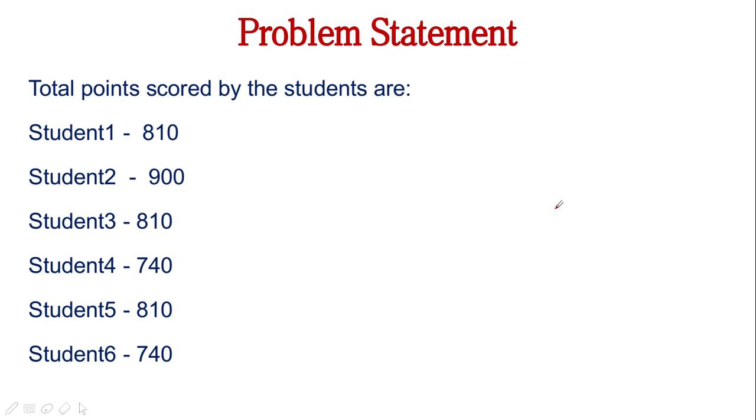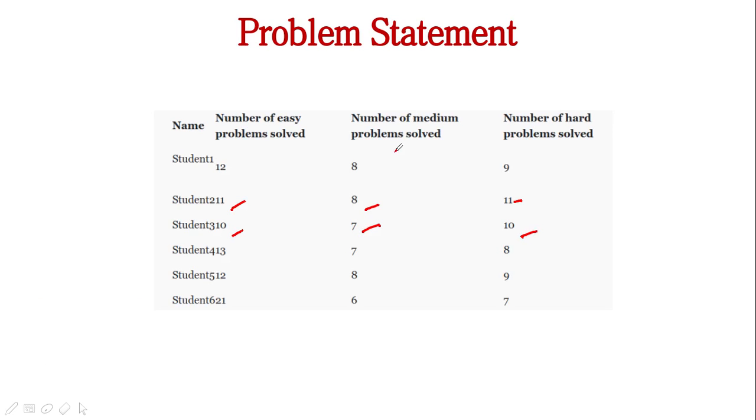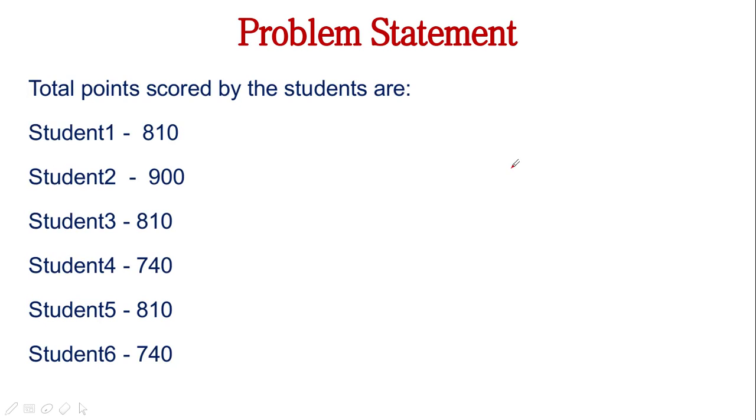When we calculate the total score, what we should do is multiply the number of easy problems by 10, the number of medium problems by 30, and the number of hard problems by 50. When you sum that up, you find that the total points scored by student 1 to student 6 are 810, 900, 810, 740, 810, 740.